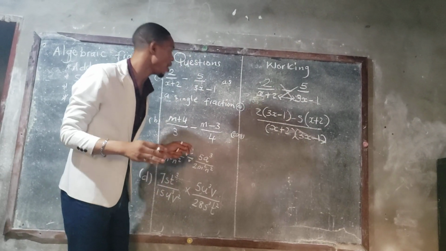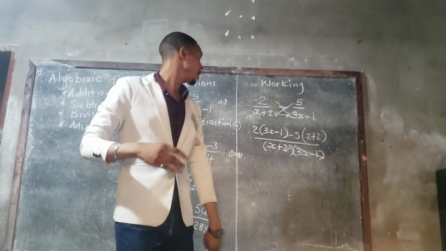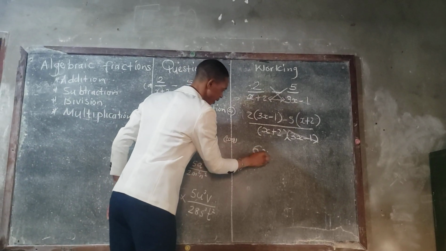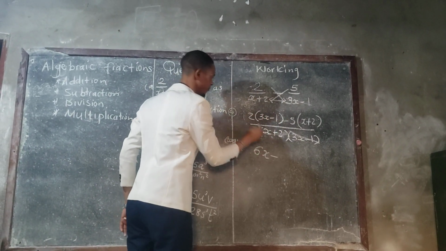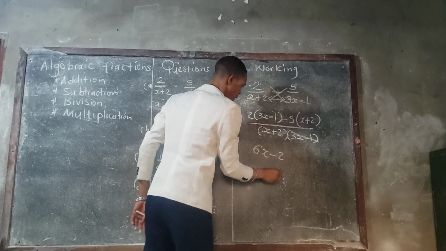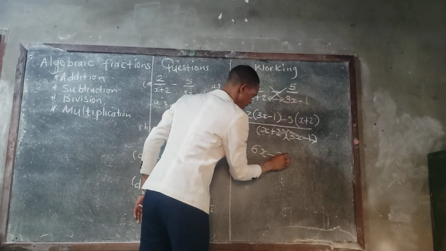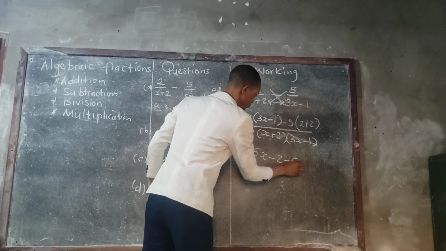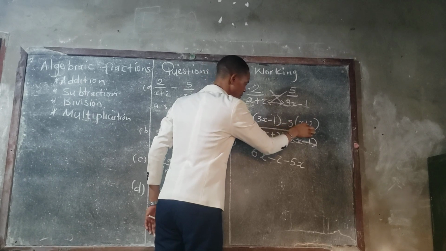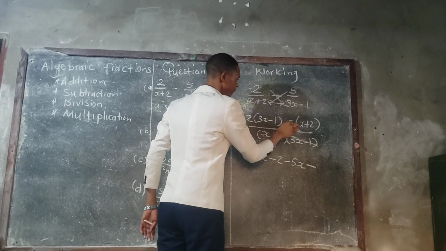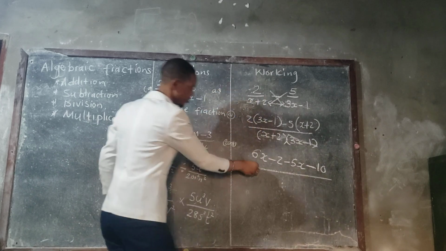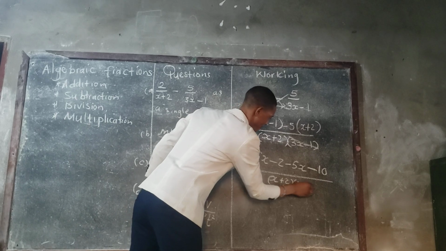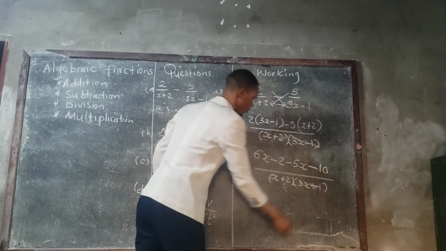Now, having done that, I begin to multiply, removing the brackets. So here I say 2 multiply 3, I get 6x. Then positive, negative, negative. 2 by 1, 2. Then next, negative by positive, negative. Then 5 by x, 5x. Negative by positive, negative. Then 5 by 2, 10. I put my over, bring my denominator always. So that is my denominator.